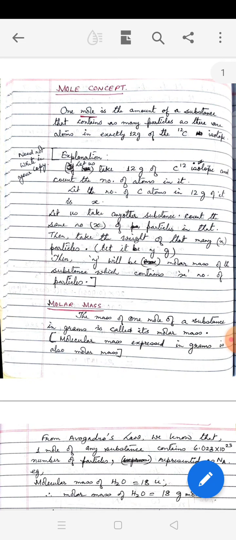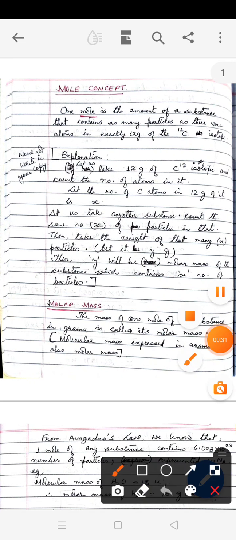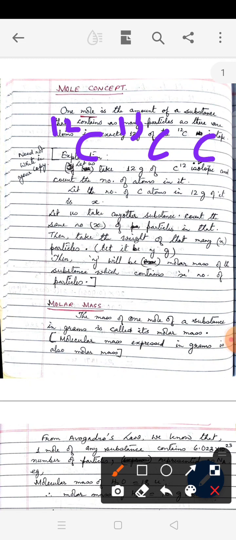That means if you take 12 grams of carbon 12 isotope, as you know, carbon has various isotopes, carbon 12, carbon 13 and carbon 14, but out of which carbon 12 is most abundant and most common. Carbon 13 and carbon 14 are not really very common, and they are radioactive in nature.